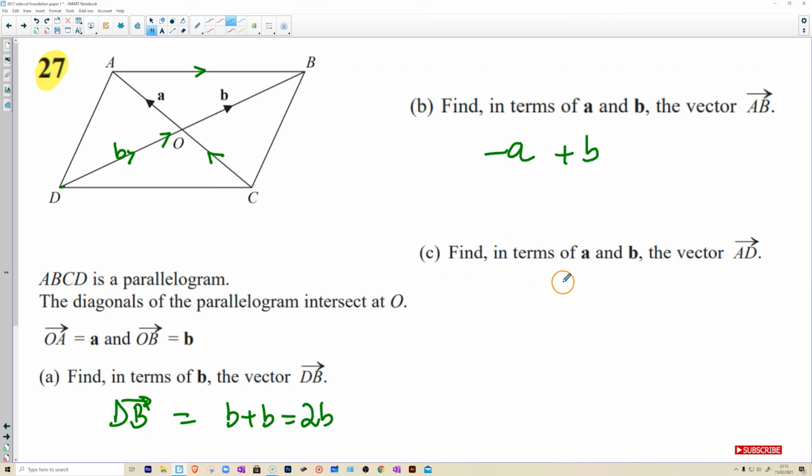For C, find in terms of A and B the vector AD. So AD is this one. How do I go to AD? In that direction, basically. So AD is going to be equal to going negative A and then negative B. So that's negative A, negative B, because I'm going in the other direction. And that's the answer for this question.